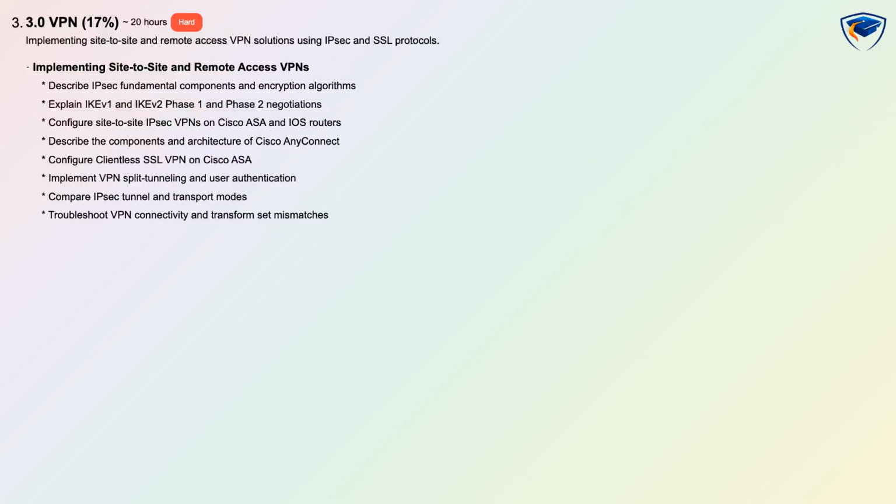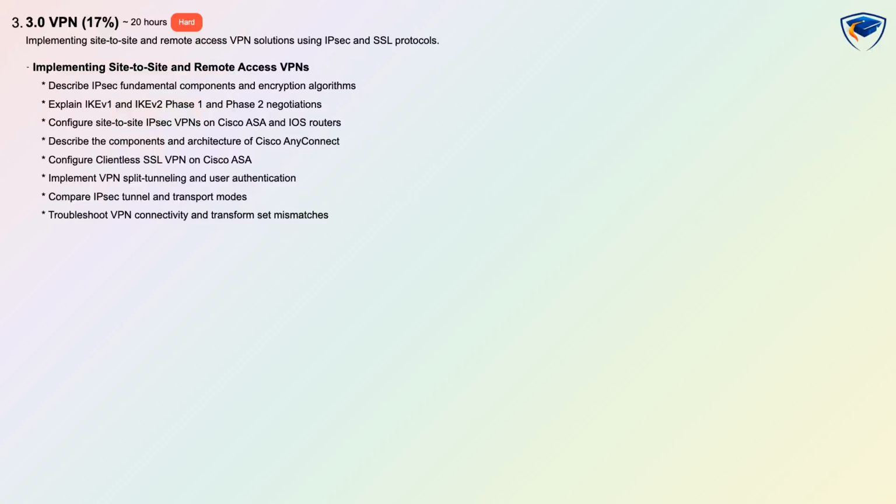Domain 3.0, VPN, which accounts for 17% of the exam, focuses on implementing site-to-site and remote access VPN solutions using IPsec and SSL protocols. Key topics include describing IPsec fundamental components and encryption algorithms, explaining IKEv1 and IKEv2 Phase 1 and Phase 2 negotiations, and configuring site-to-site IPsec VPNs on Cisco ASA and IOS routers.